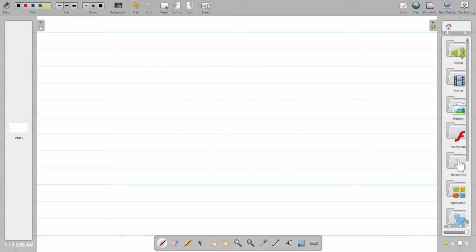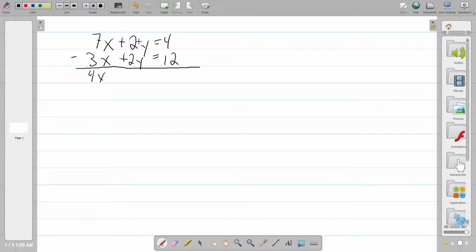So we're going to use the elimination method to solve this system. We're on Step It Out, page 255. And it has 7x plus 2y equals 4, and 3x plus 2y equals 12. All right, in this case, we don't want to just add, because then we'd have 10x and 4y. We didn't eliminate anything. So in this case, we can subtract. 7 minus 3 is 4x. 2y minus 2y is 0y.